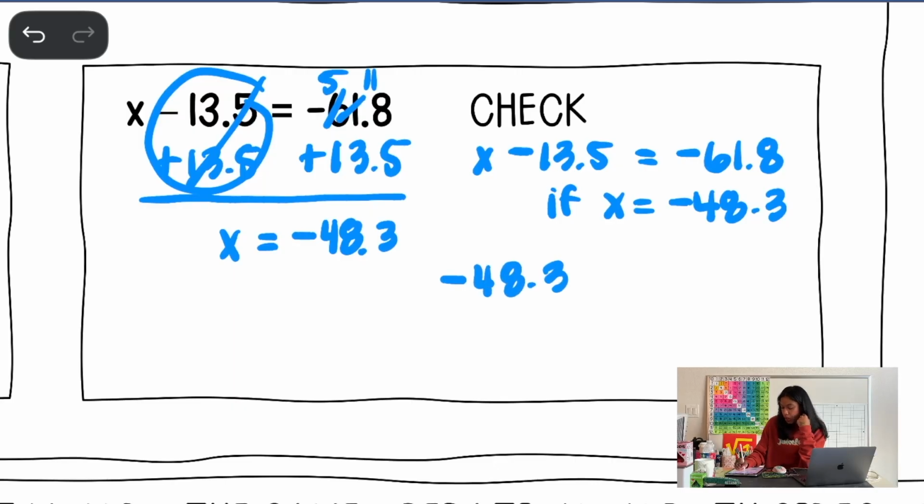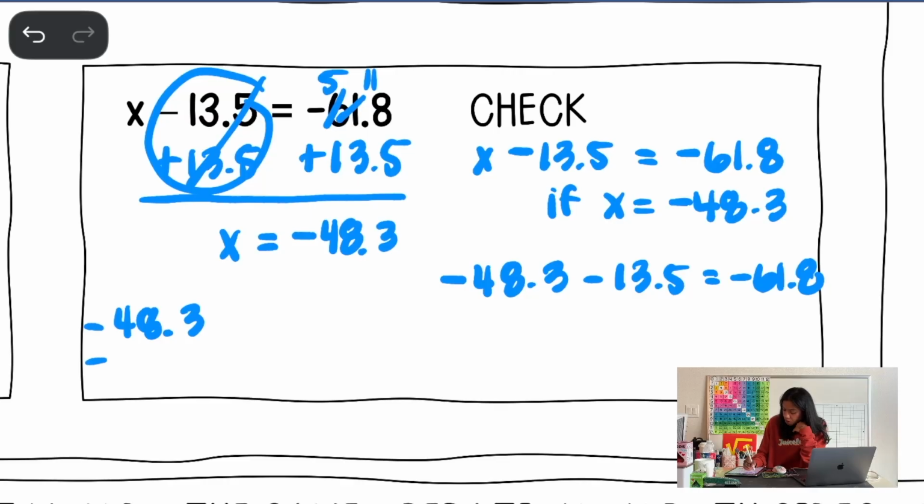-48.3. And I'm going to write it vertically because I'm struggling there. Actually, I'm going to write it like this. Minus 13.5 equals -61.8. Again, you can use a calculator if you would like. I'm just going to come over here to the side. 48.3 -13.5. Because I have the same signs, I can line them up vertically like this and just add them together.